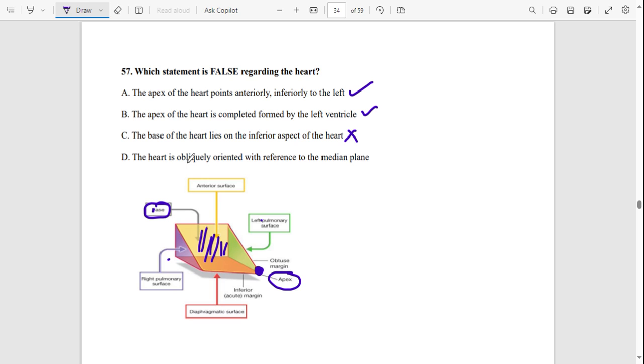The heart is obliquely oriented with reference to the median plane. If the median plane is here, the heart is oblique. You can see it goes in this direction. Okay, so that is true. So the answer is C.